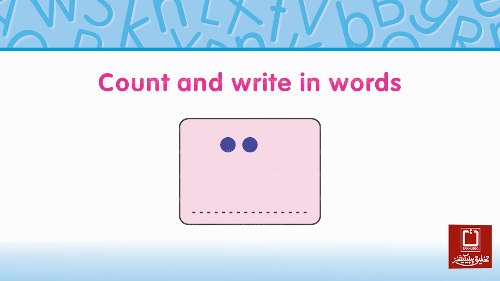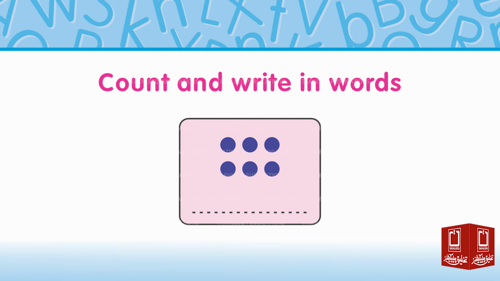1, 2, 3, 4, 5, 6. Here are 6 dots. The spellings of 6 are S, I, X. 6. So we write here S, I, X.